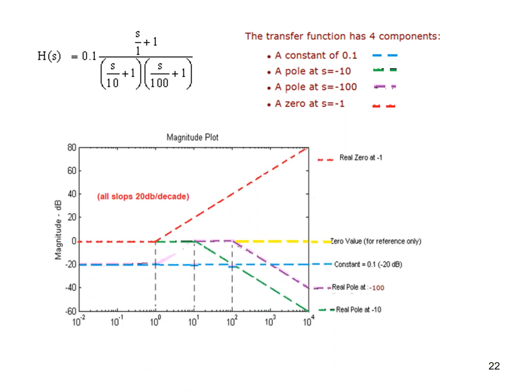Okay, so as we did in the previous case, we draw the reference line, and then we plot the constant 0.1. If you take log of 0.1, it will be minus 20 dB. So we draw a straight line for minus 20 dB, and then if we take this one, s is equal to 10, there is a pole. So we draw a straight line up to s is equal to 10, the corner frequency, and then we slope down 20 dBs per decade.